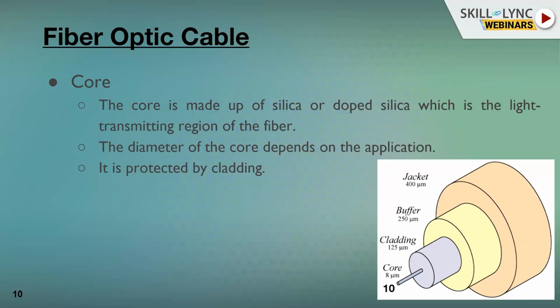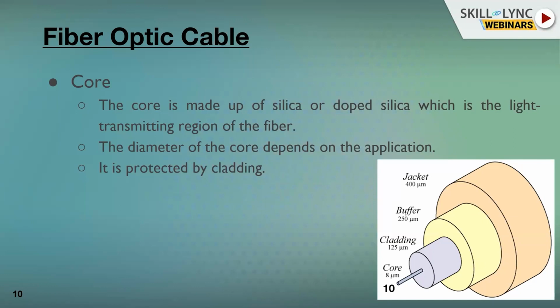So what is core? The core is made up of silica and doped silica, which is the light transmission region of the fiber. That means we use glass or silica so that light can be transferred. You must have seen the lightsabers in Star Wars, where they use silica glass, which transmits the light. The diameter of the core depends on the application it is used for. Then the outside layer is protected by cladding.